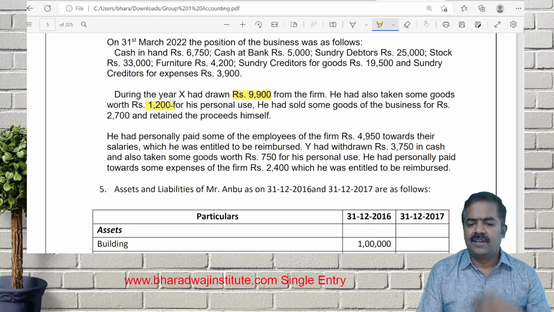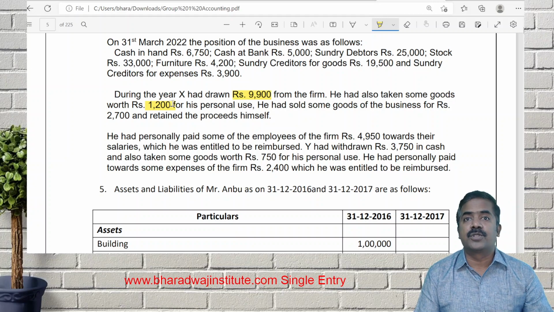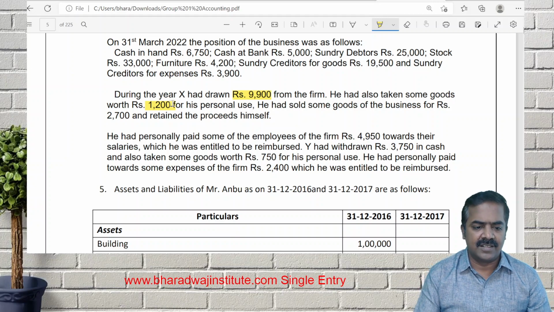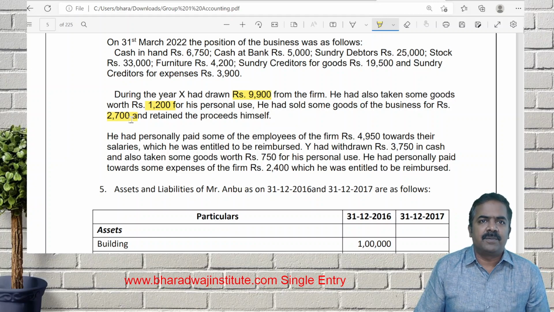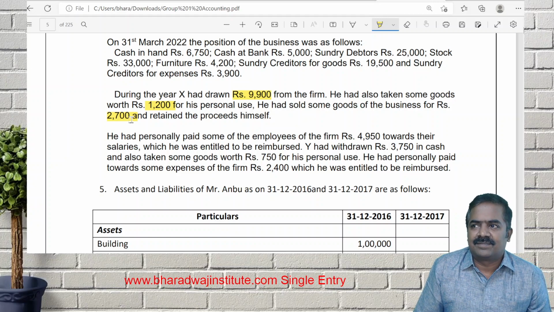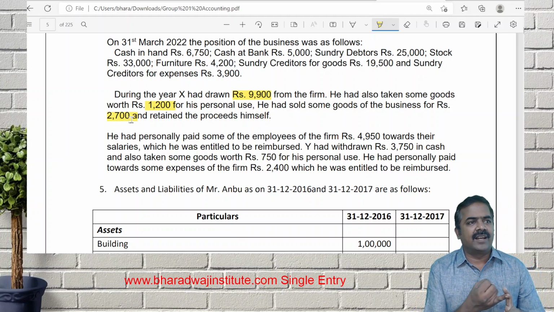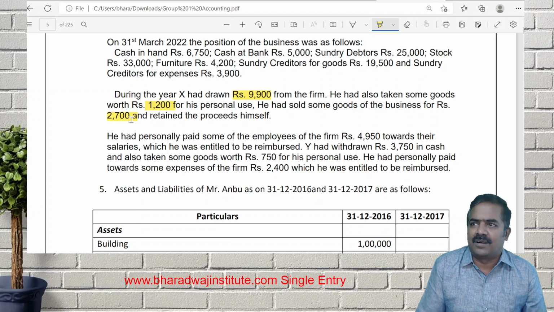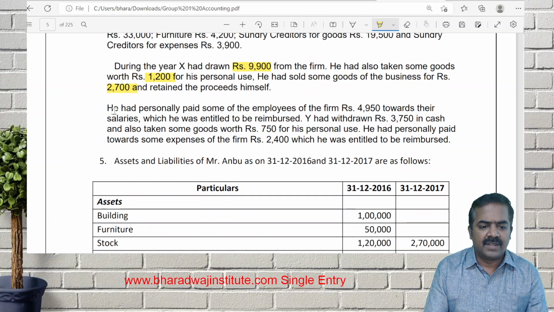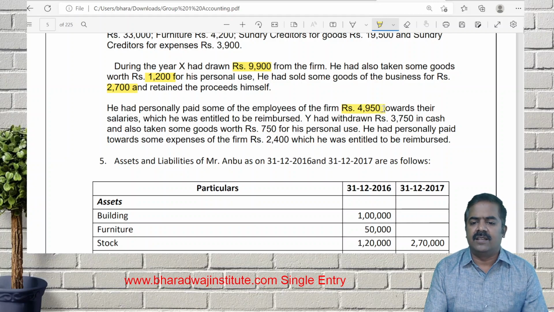There is also drawings. When you take cash, that is drawings. When you take goods of the business also, that is called drawings. Then, he has also sold some goods and taken the proceeds himself. You sold the goods belonging to the partnership and have taken the proceeds to yourself. That is also drawings. Taking cash or goods, or selling goods and taking the proceeds for personal purpose, all are drawings.